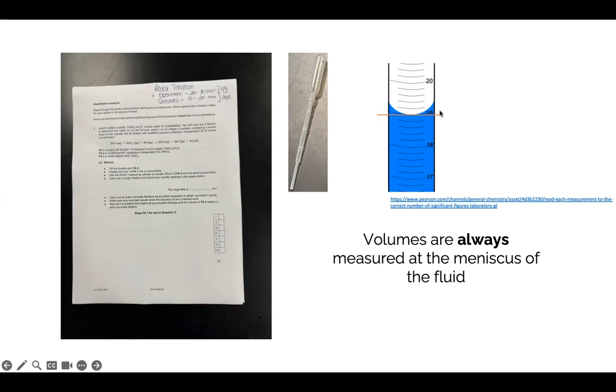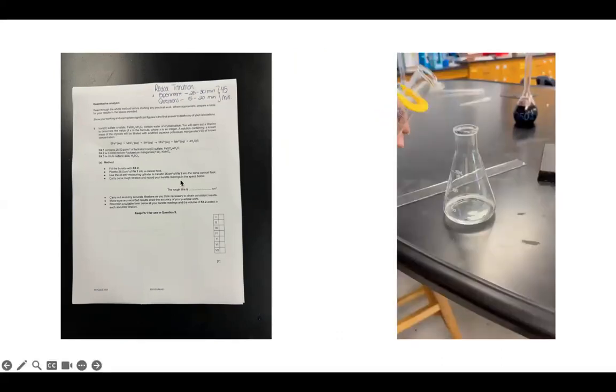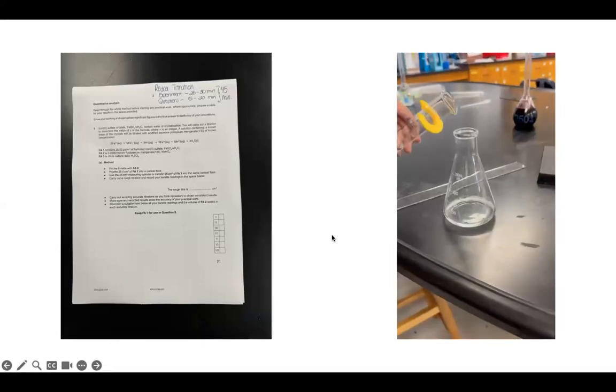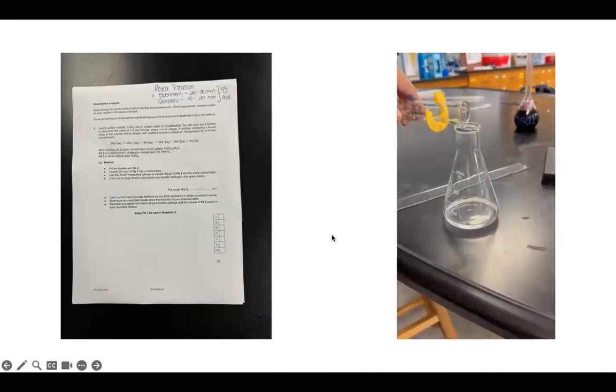If your meniscus is a little bit above or below the desired volume, in this case 25 centimeters cubed, you can use the plastic pipette to add or subtract a small amount of the volume to get the meniscus at 25 centimeters cubed exactly. And then it says to pour this into the same conical flask. So this has Fa1 already in it. We're just going to pour it into the same conical flask.